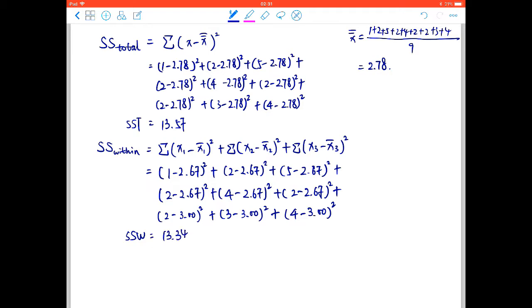And we got SSW equal to 13.34, and we know that the sum of squares between the groups will be SST minus SSW. That will be 13.57 minus 13.34, and we finally get 0.23.